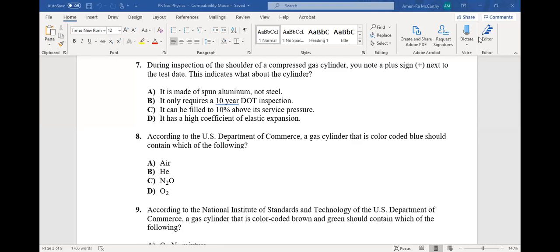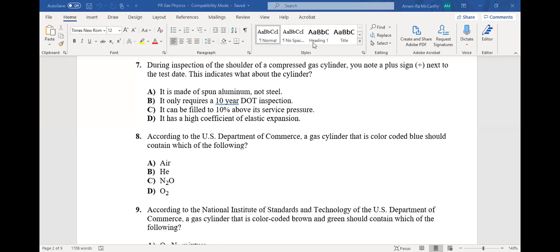All right, number 7, during inspection of the shoulder of a compressed gas cylinder, you note a plus sign next to the test date. All right, this indicates what about the cylinder? That answer is that it can be filled to 10% above its service pressure. Okay, that one you won't have to worry about. That was kind of deep. All right, number 8. According to the U.S. Department of Commerce, a gas cylinder that is color-coded blue should be which of the following?